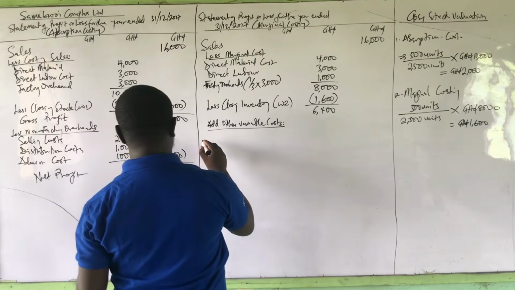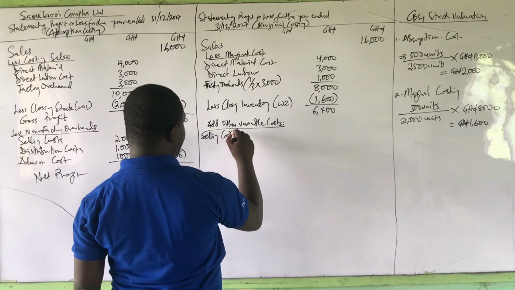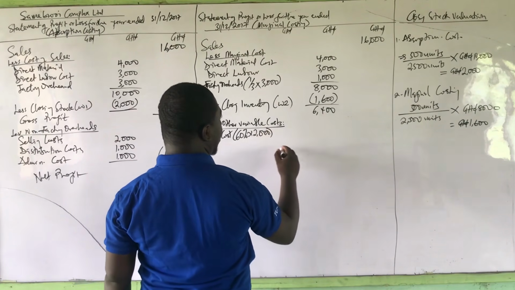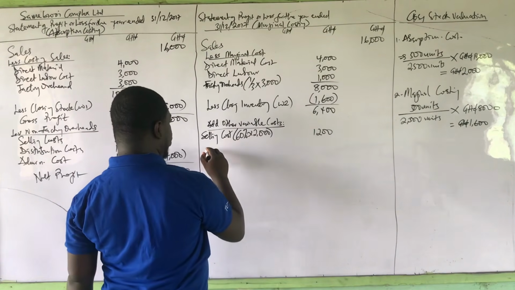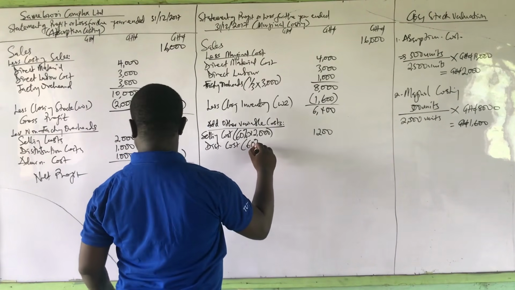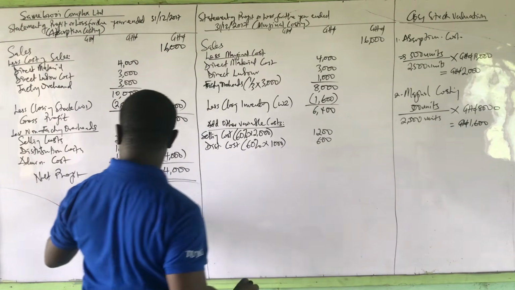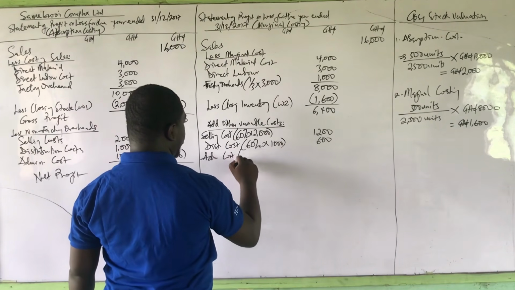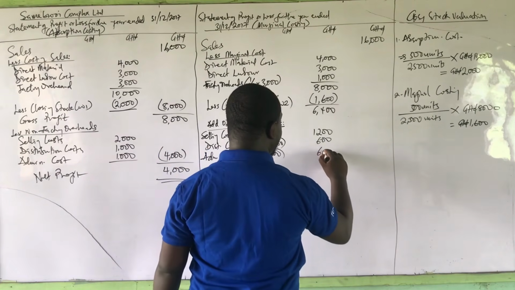And so we'll say other variable costs. We start with the selling cost. We can calculate 60% of 2,000, and that is going to give us 1,200. Then also distribution cost. We find 60% of 1,000. That is going to give us 600. And then the administration cost. We find 60% of 1,000, which is also going to give us 600.